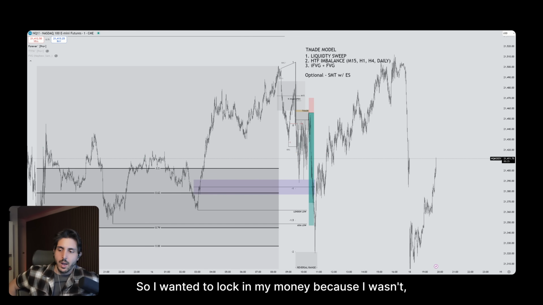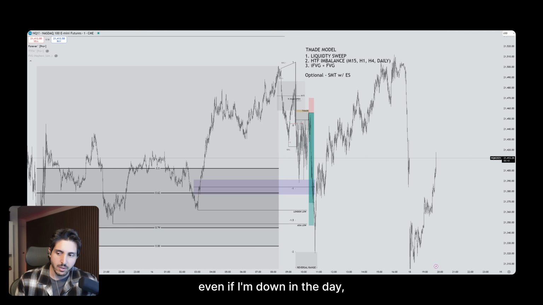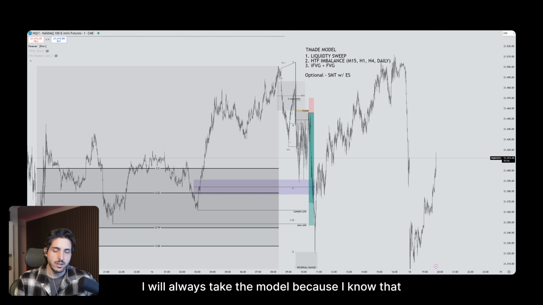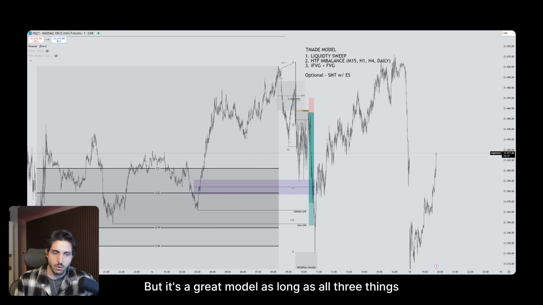Yeah, exactly, Tijen. So I wanted to lock in my money because you just never know. Especially when you're down on the day, you just want to be smart. I obviously want to take the model. If the model appears, even if I'm down on the day, I'm going to take the model. That's the one thing I will say. I will always take the model because I know that 75% of the time that model is going to print. You guys can do the back testing on it, but it's a great model.